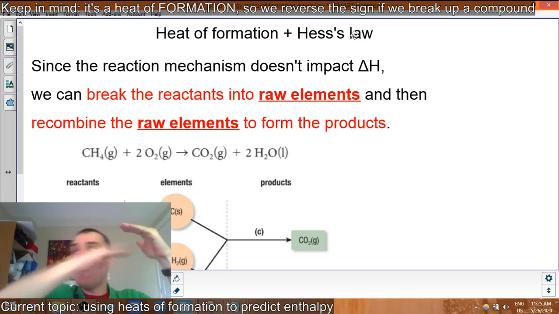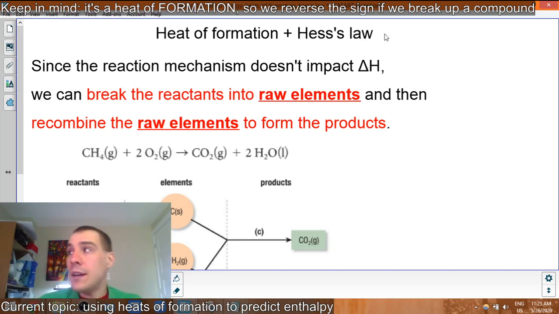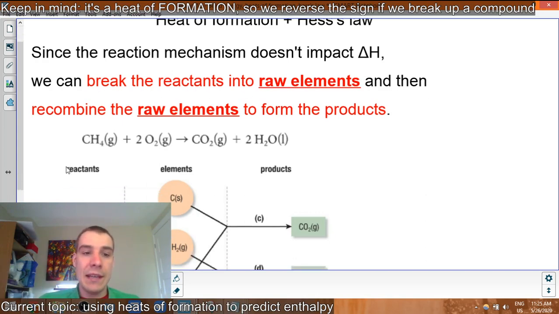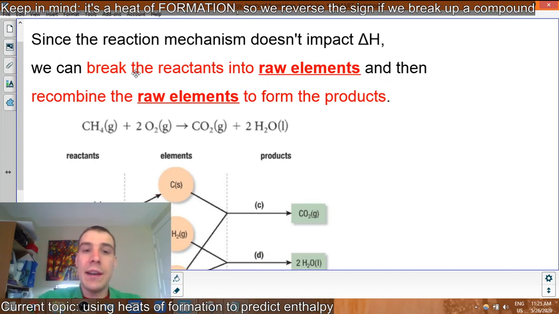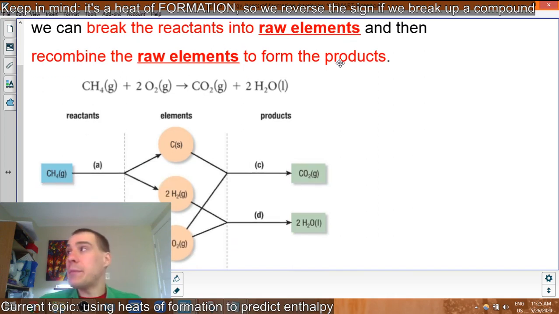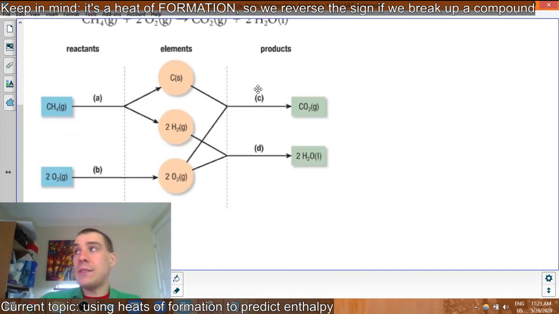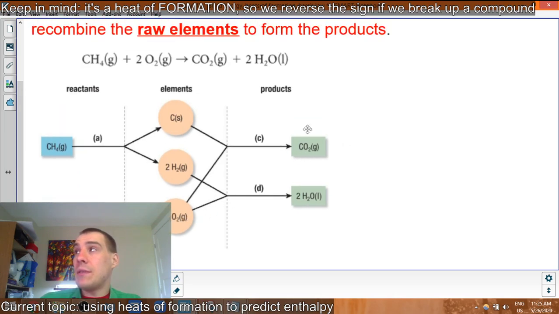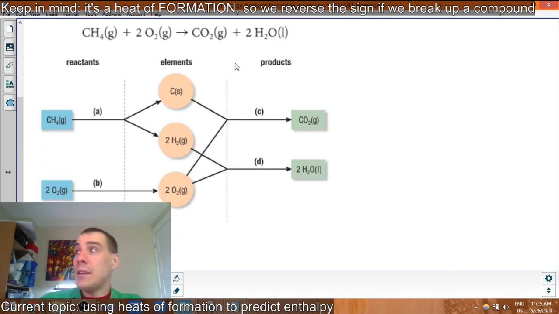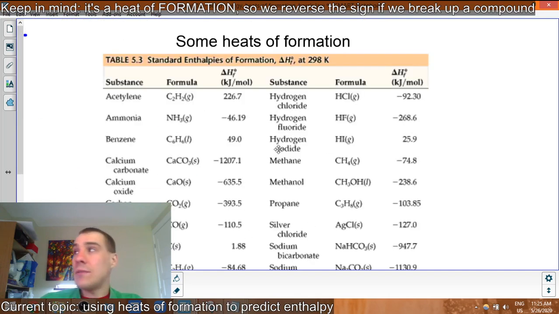It doesn't matter how many steps you go through to get to your ending product. So the concept here with our heats of formation is that we can take whatever reactants we have, break them down into raw elements, just absolutely raw elements, and then we recombine those raw elements and form the products. And we've got heats of formation both ways. So we take methane and break it down, combine it with oxygen to make CO2 and H2O. This is the reaction CH4 plus 2O2 to CO2 plus 2H2O, like burning methane.